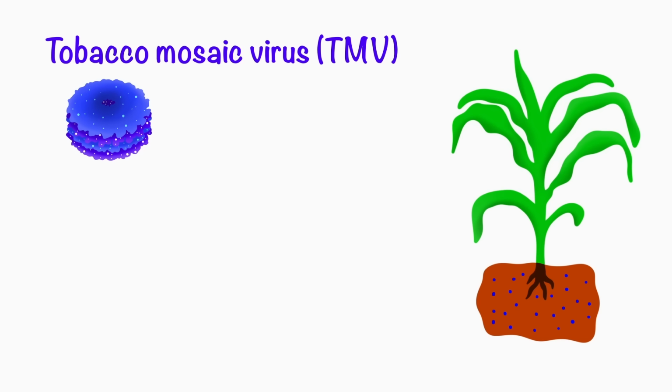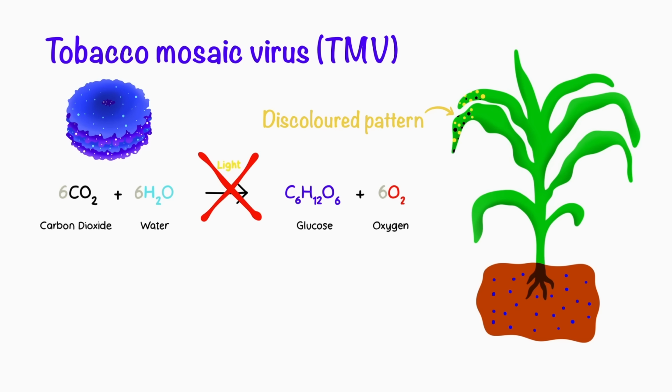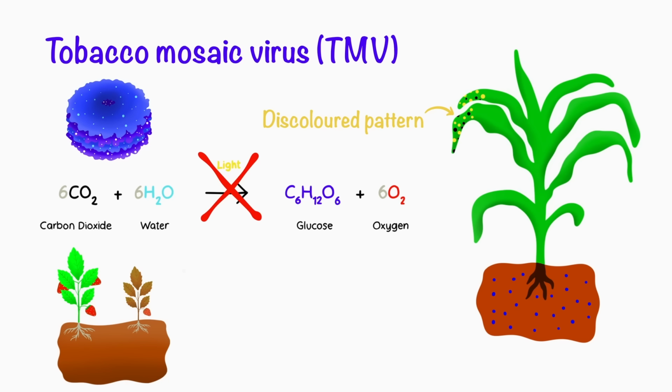Tobacco mosaic virus, which is also known as TMV, affects many plant species, including tomatoes. It causes a distinctive mottled pattern on the leaves where some areas appear discolored. This pattern gives the virus its name. The discoloration means the plant can't photosynthesize properly, which affects growth. Infected plants often produce fewer fruits and may be stunted.